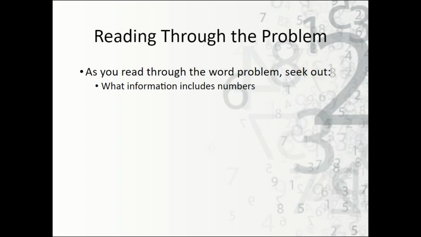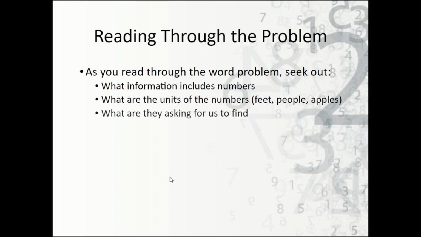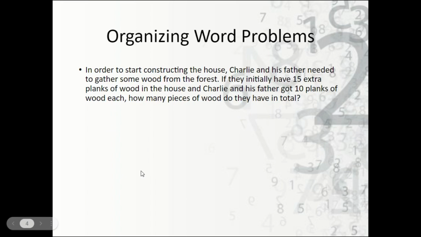So what are the numbers? What are the units? Are we looking at people? Are we looking at feet? Are we looking at apples? Are we looking at yards or miles or whatever? What are the units that we're looking at? Next thing, what are they looking for us to find? What is the unknown that they're trying to get us to get to? And lastly, ignore the rest. The rest of it doesn't matter. It just provides context, but it doesn't provide any information that leads to us solving the equation.